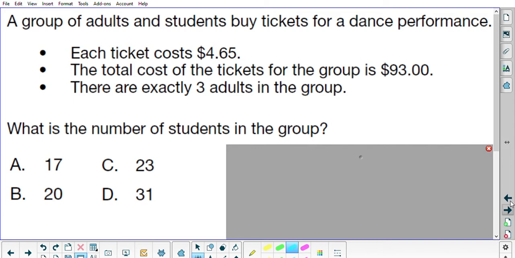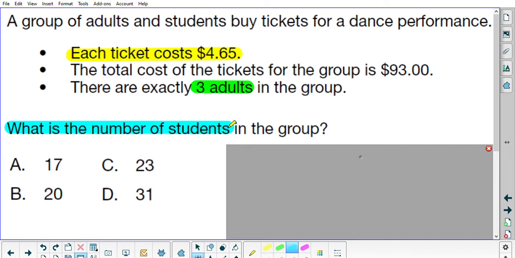And if you're not sure how you would do that, let me get you started. It says that each ticket cost $4.65. So naturally, we're going to be multiplying that to the number of tickets we buy. We do know that there are 3 adults. So that would be 3 times 4.65. But there's also some students, and we do not know the number of students that are coming to our group.